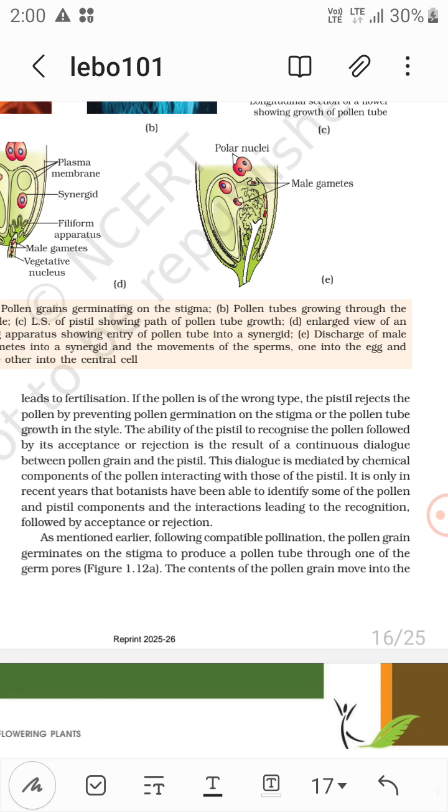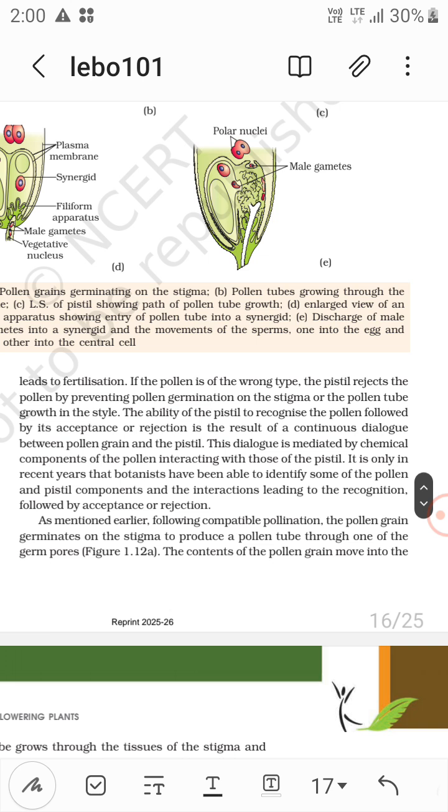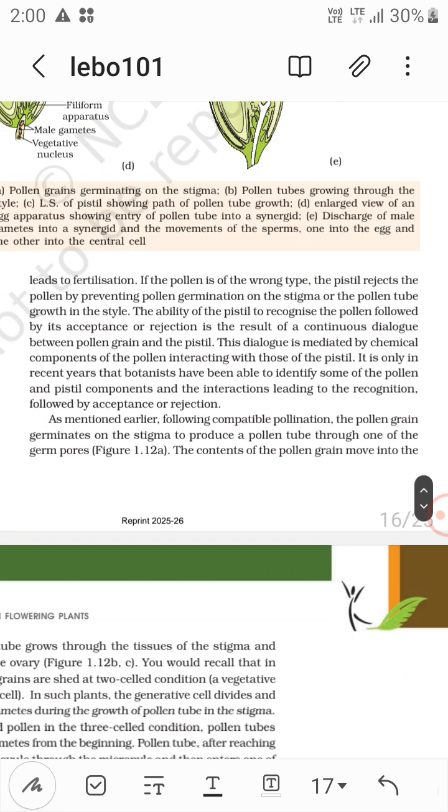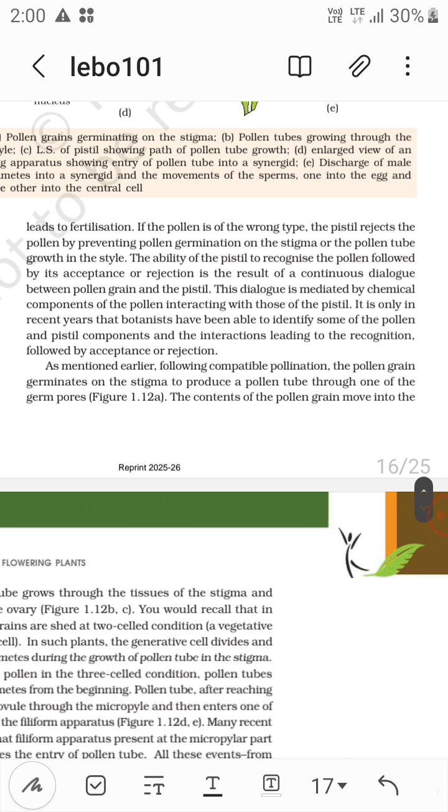It is only in recent years that botanists have been able to identify some of the pollen and pistil components and the interactions leading to the recognition followed by acceptance or rejection. As mentioned earlier, following compatible pollination, the pollen grain germinates on the stigma to produce a pollen tube through one of the germ pores.